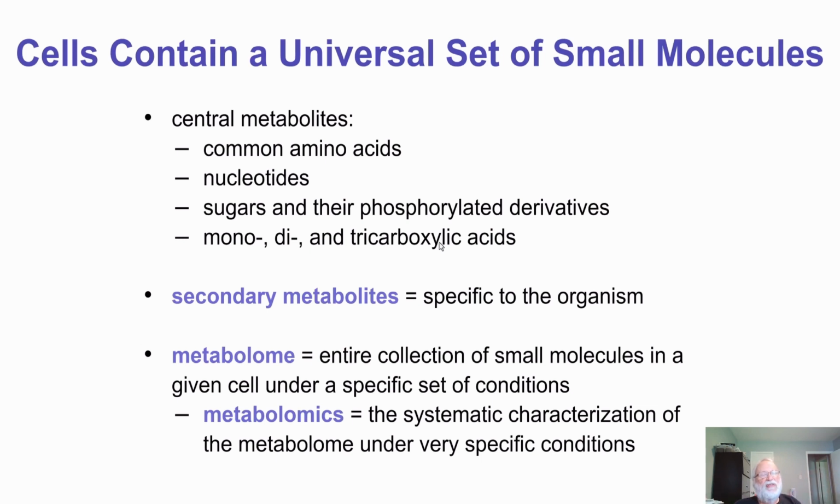And you're going to see throughout this semester, I want to talk about disciplines and studies and names. Humans love to put names on things. For example, the metabolome is the entire collection of all the small molecules in a given cell under certain conditions. And the study of metabolomes is called metabolomics. It's a characterization of the metabolome under very specific conditions. And a lot of tools, a lot of computers, have really allowed us to understand a lot of things that are happening metabolically.